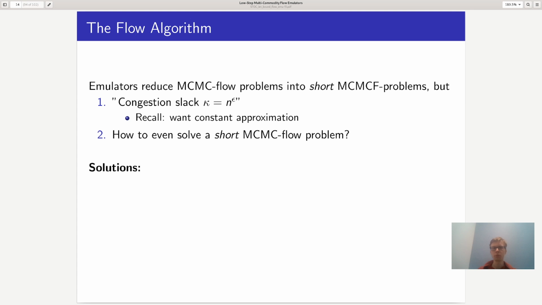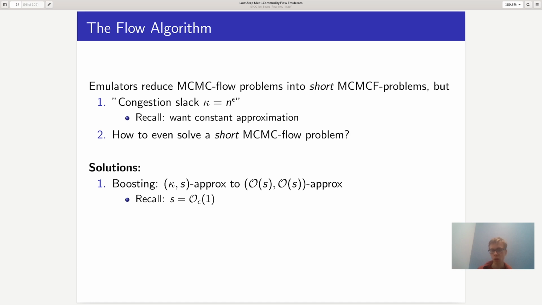The solutions we have to this is first, you can boost away the congestion slack. If you have a certain congestion slack, length slack, approximate mean-cost multi-commodity flow solution, you can boost it to approximately length slack, approximate mean-cost multi-commodity flow solution. And recall, the length slack is constant, which again depends on epsilon, but we can just select epsilon to be any arbitrary small constant. The boosting here is very similar to the boosting of Garg-Könemann.